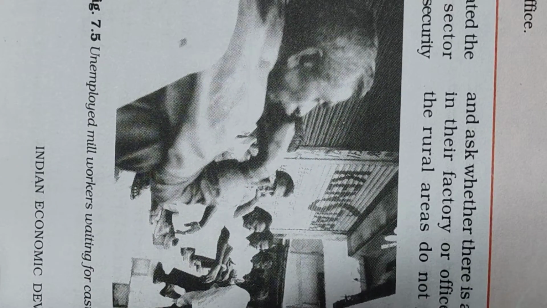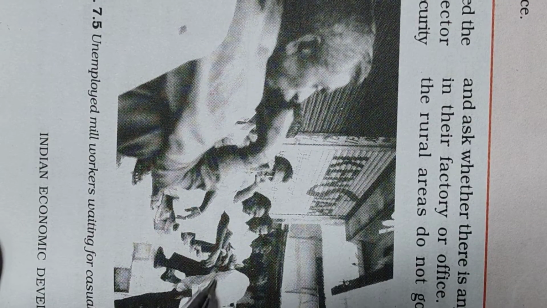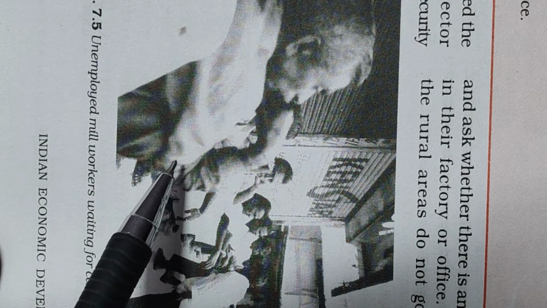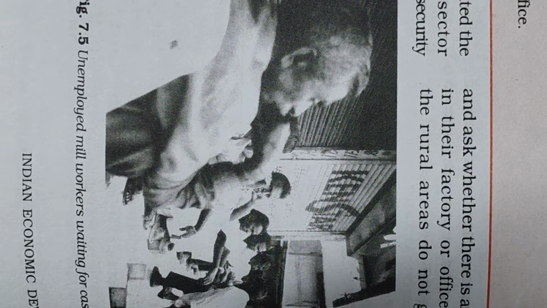So here's a picture which you can see, where people are sitting: unemployed mill workers waiting for casual jobs. So generally in every city, in every area, you have what is known as a labor chowk, or the labor place, where these people sit down and they are ready to do any work for the day, for the day's wages which have been at least agreed on by the government.